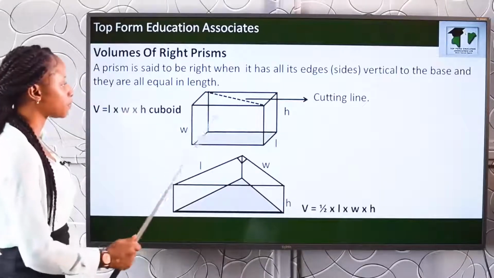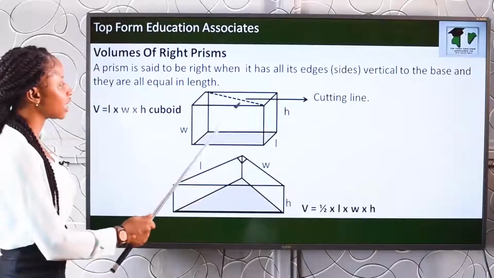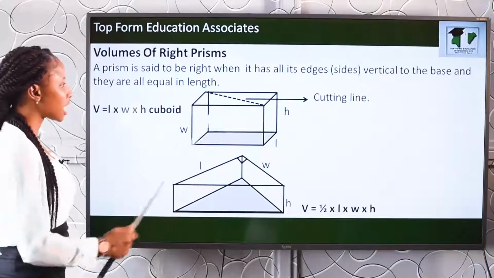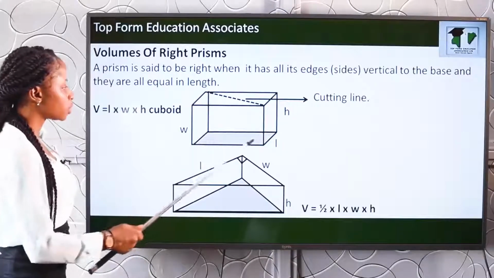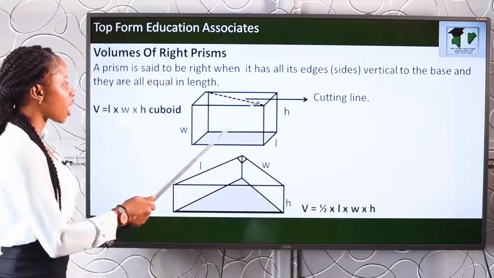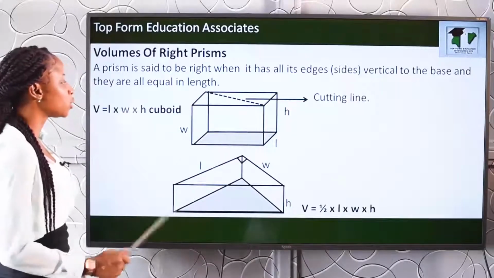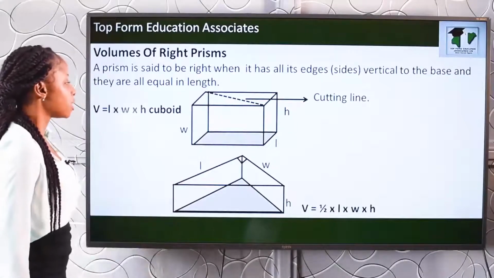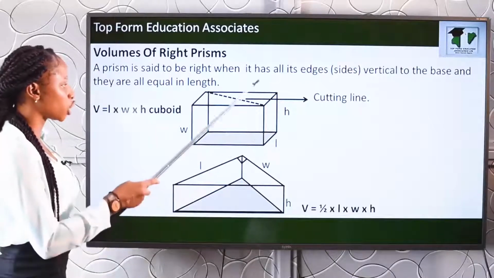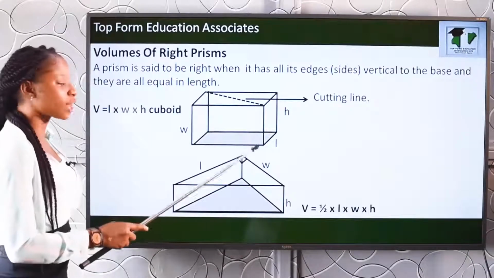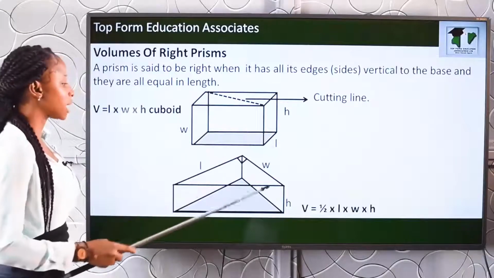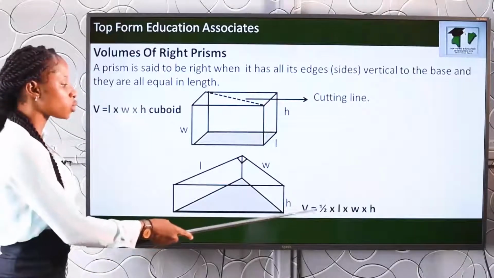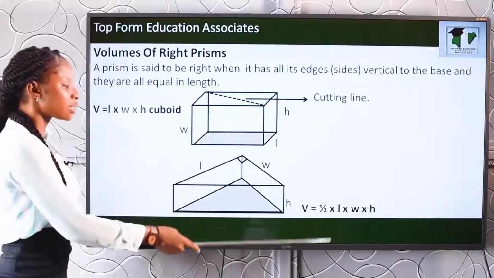Now look at this cuboid. You see, we have the cutting line here, and its edges are vertically opposite to the base. This is the base. Its edges are vertical to the base, and you see that they all have equal length. Now, we know that the volume of a rectangular cuboid is length times width times height. But now, the volume of a right prism is given as V equals half length times width times height.